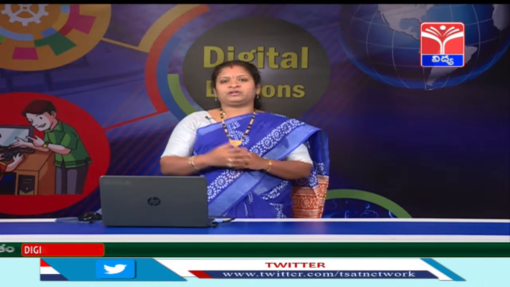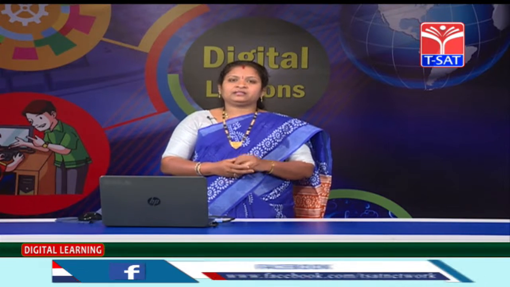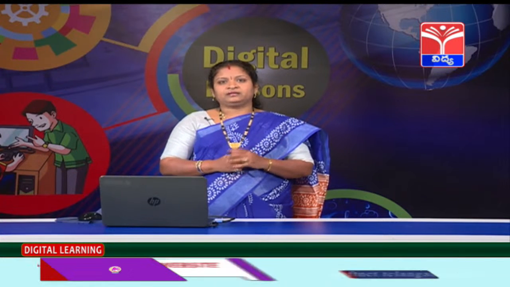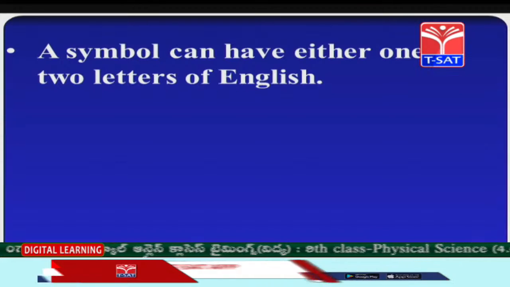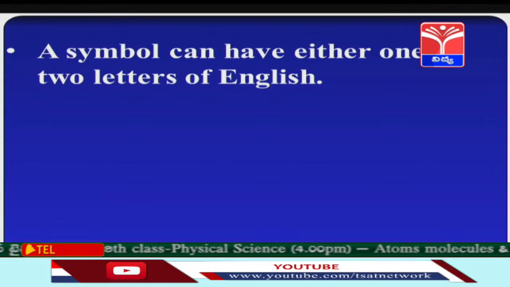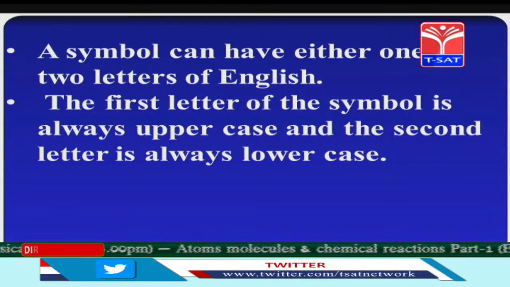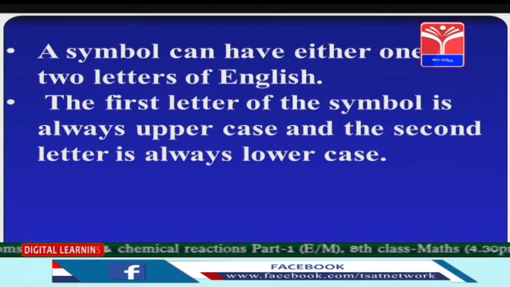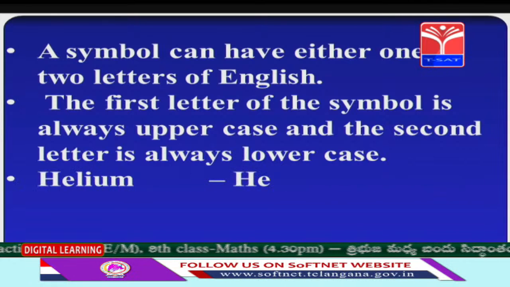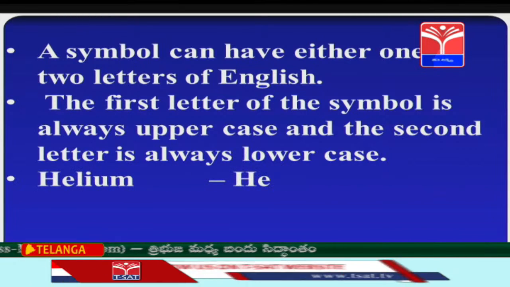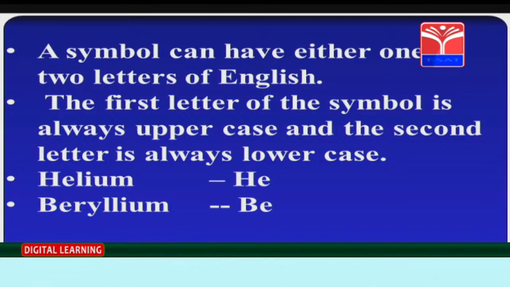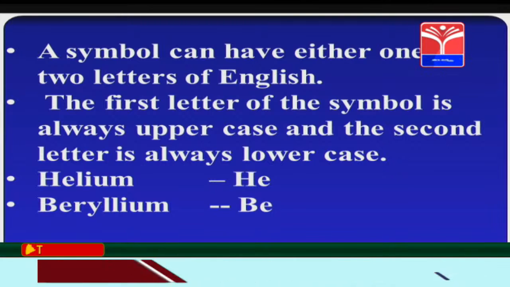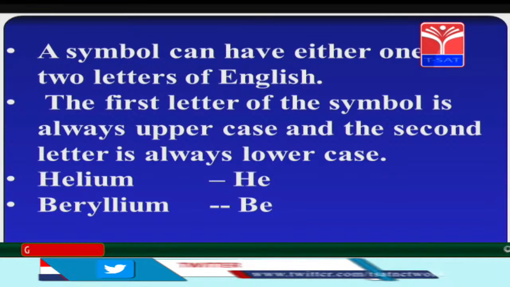So, the second rule we have to follow is to take the first letter and the second letter, but here you have to remember that the first letter should be capital and the second letter should be written in small form. So, see children, a symbol can have either 1 or 2 letters of English. The first letter of the symbol should be in uppercase and the second letter should be in lowercase. For example, the symbol of helium is taken as the first letter H and the second letter E, He. Beryllium, first letter B and the second letter E, Be is the symbol of beryllium.